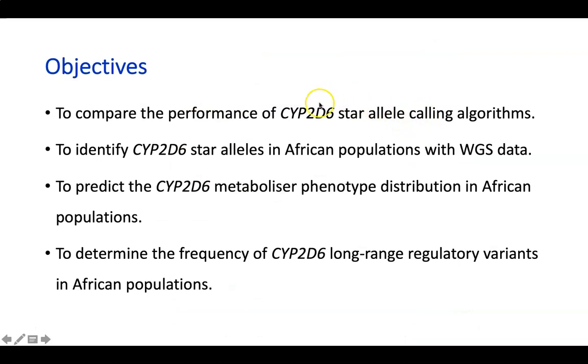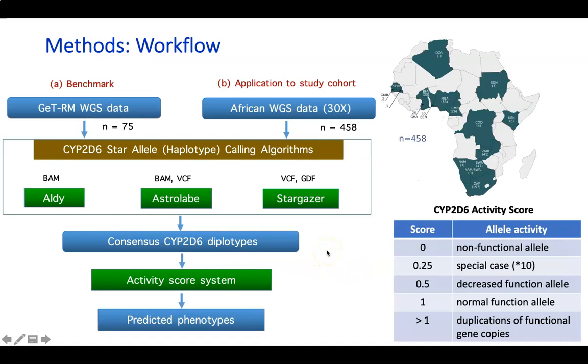So our objectives were to compare the performance of CYP2D6 star allele calling algorithms, and then to identify CYP2D6 star alleles in African populations using whole genome sequence data, and then to predict the CYP2D6 metabolizer phenotype distribution in African populations, and also determine the frequency of the regulatory variants in African populations. So from the workflow, we can see the two parts of our study.